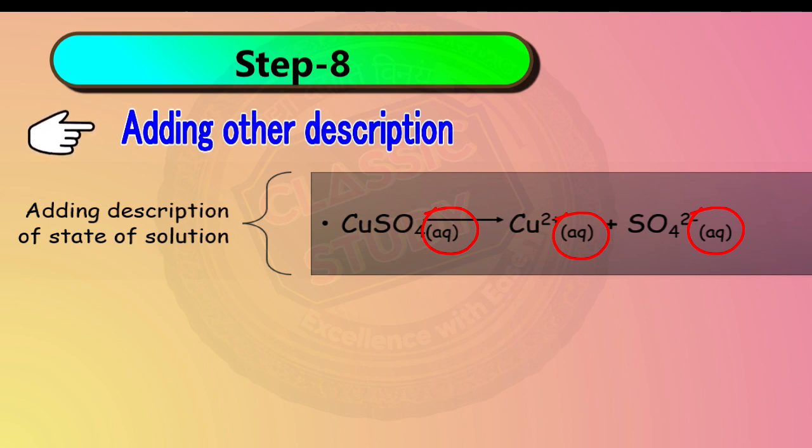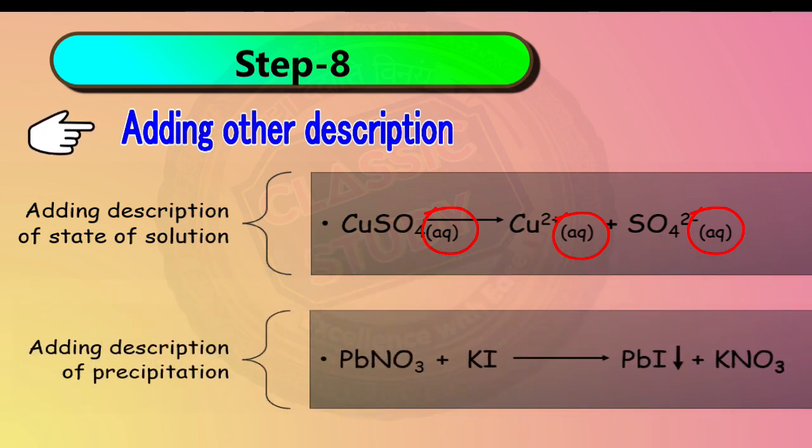Next step, we can add the description of formation of precipitate. We have seen this reaction Pb(NO3)2 plus KI gives PbI2, lead iodide, plus KNO3. We saw that there was a yellow precipitate formation.